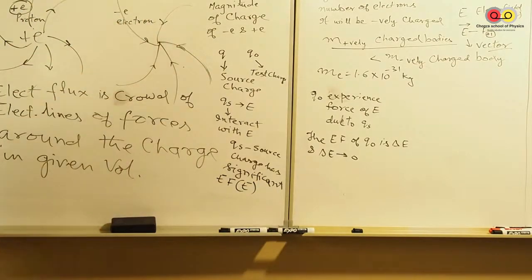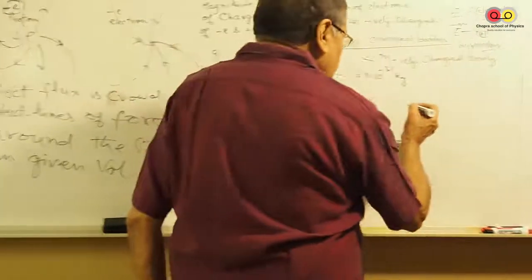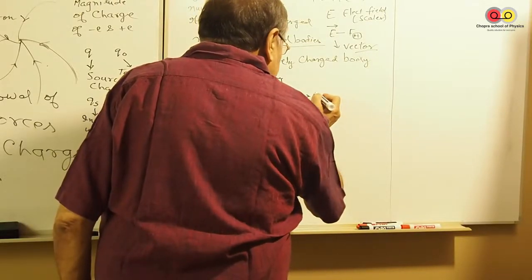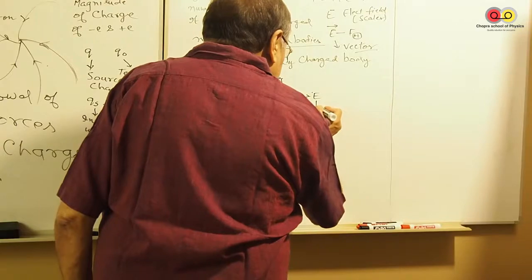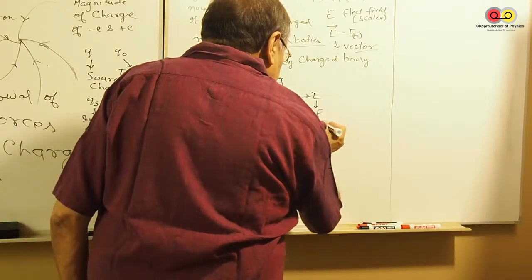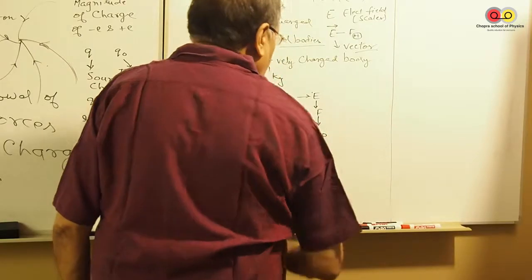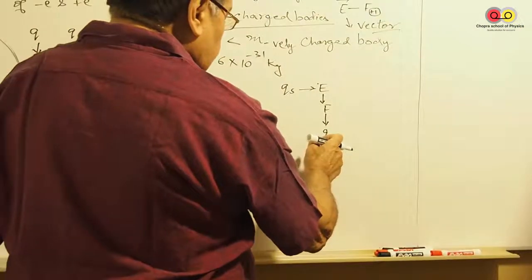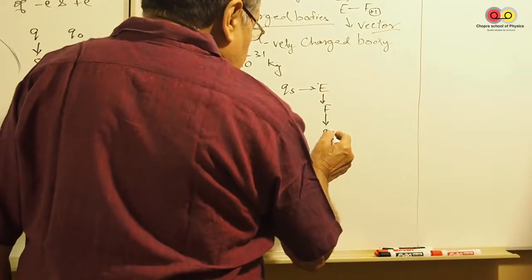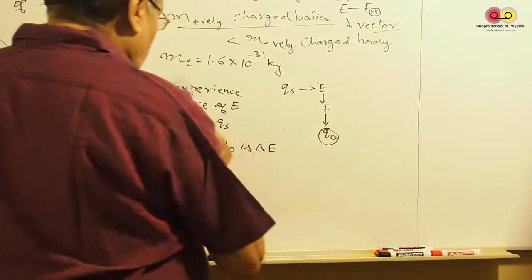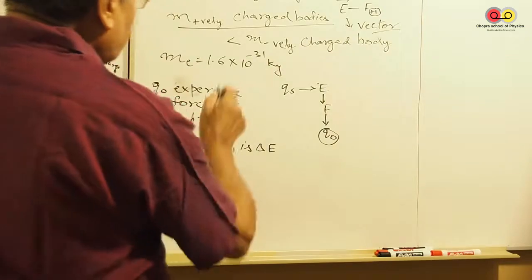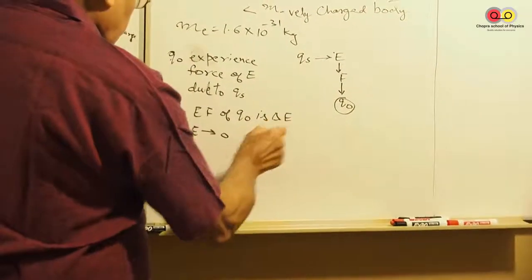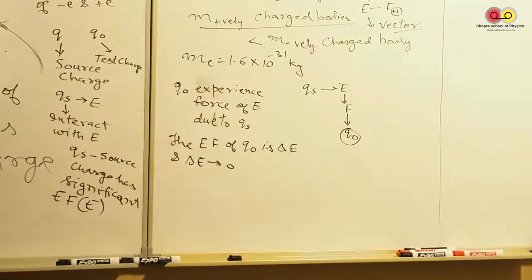So now I will briefly conclude: QS generates a field, the field exerts force, and the force is experienced by Q naught. QS gives rise to E, E will exert force, the force will be experienced by the test charge, and the test charge has no field of its own; delta E is approaching 0. So remember that Q naught's field is very small, delta E, approaching 0.